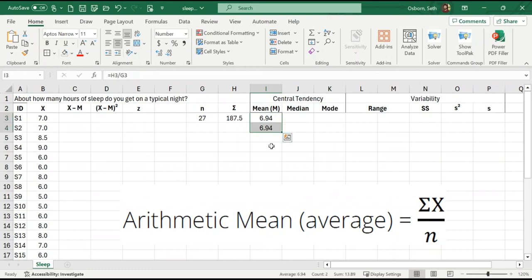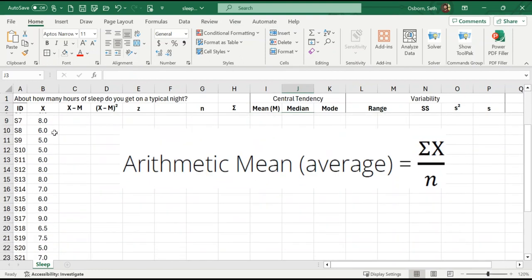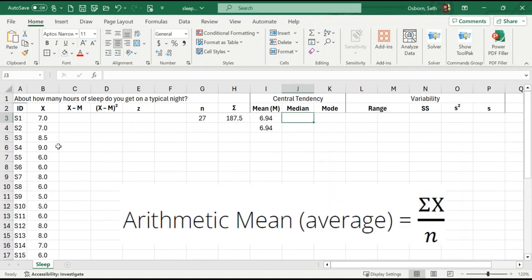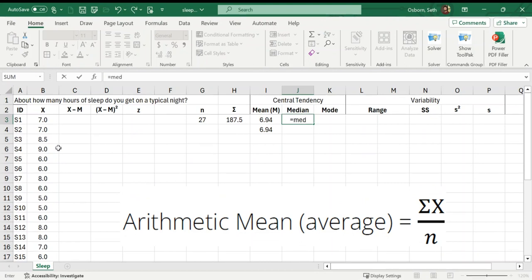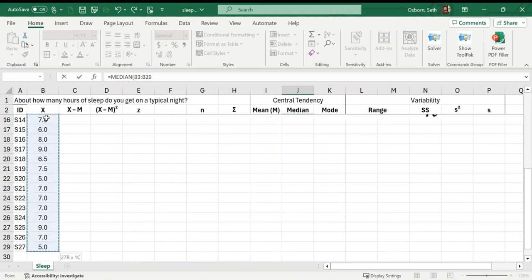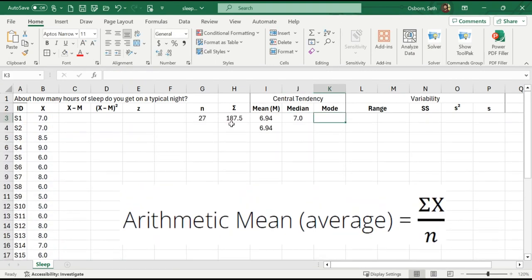It's 6.94. Now, you could find the median by ordering these numbers from lowest to highest and then finding the middle value. But it's a little quicker to just use the formula equals median, open parentheses, highlight the cells that we're interested in, B3 through B29, and we get 7.